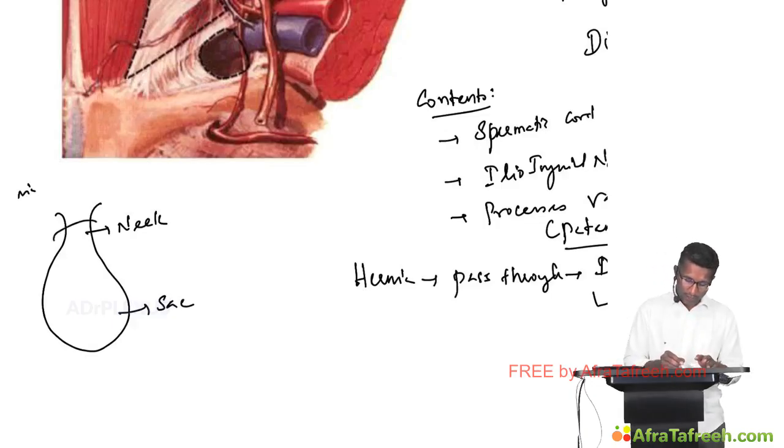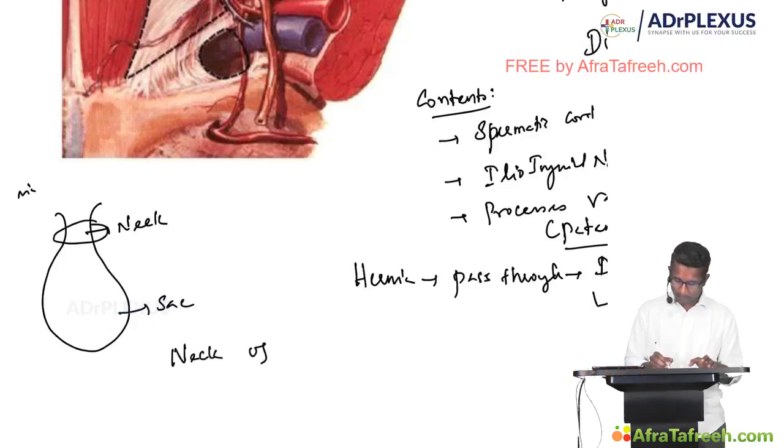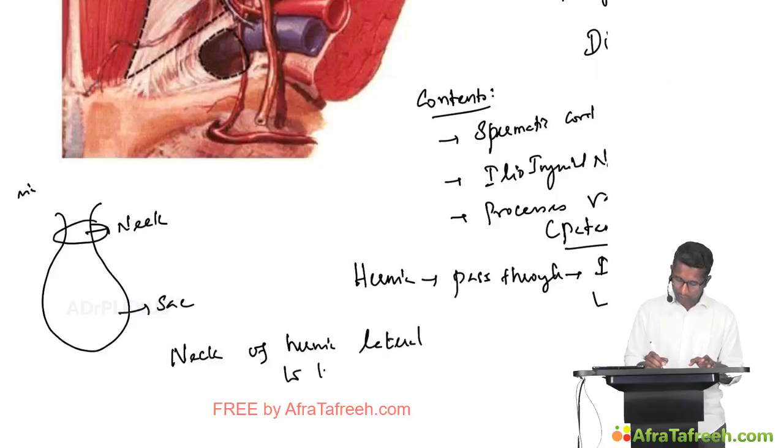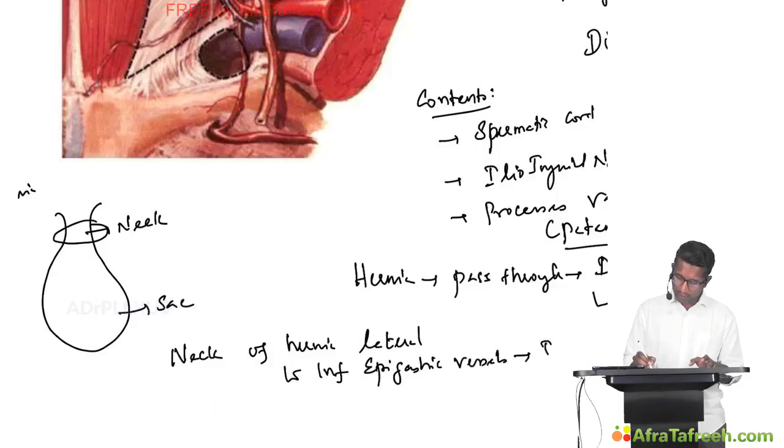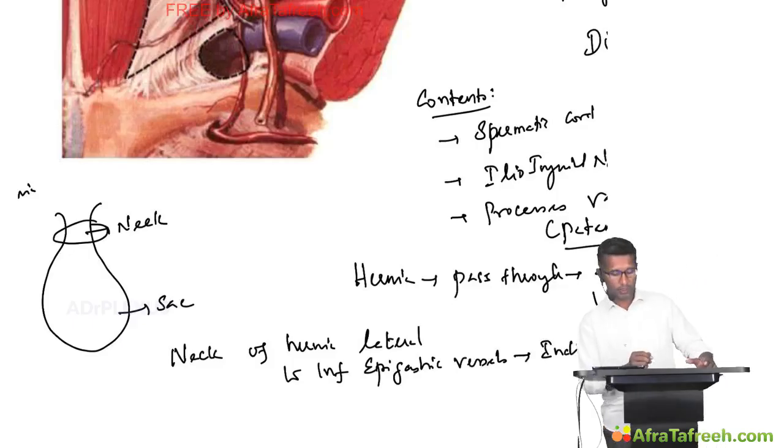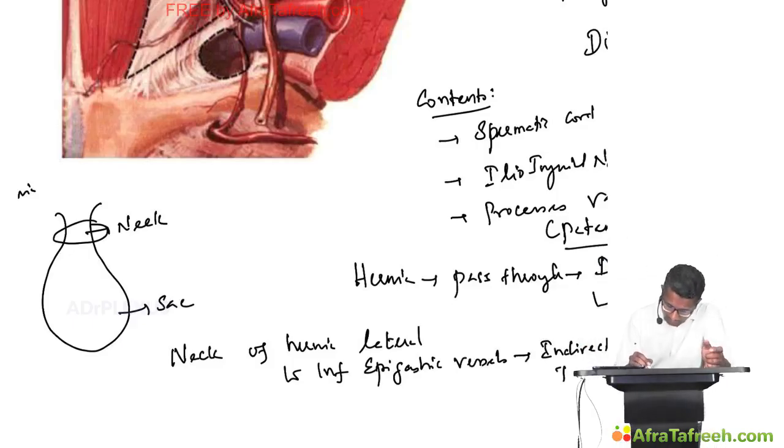If you find the neck of the hernia lateral to the inferior epigastric vessels, then that hernia is called an indirect inguinal hernia. Then that hernia is called what? Then that hernia is called an indirect inguinal hernia.